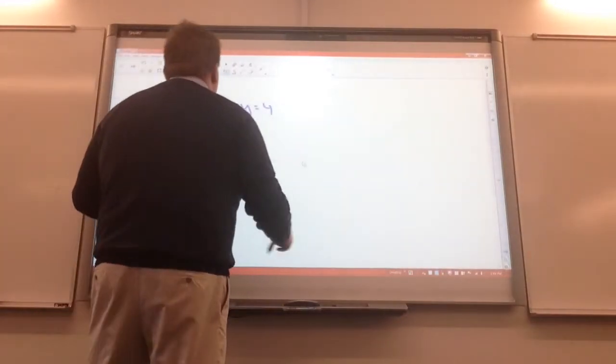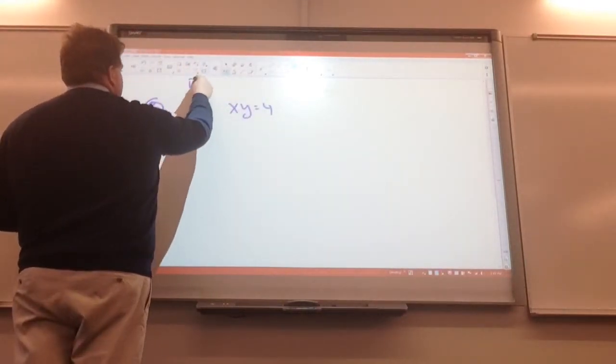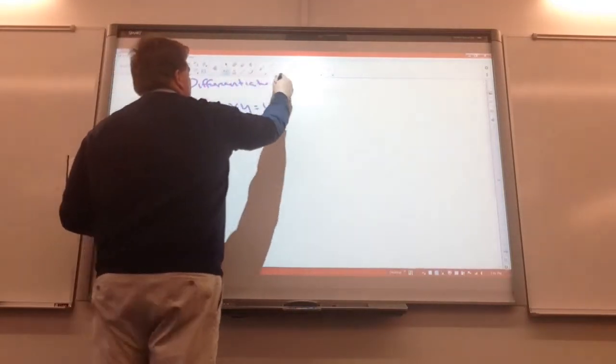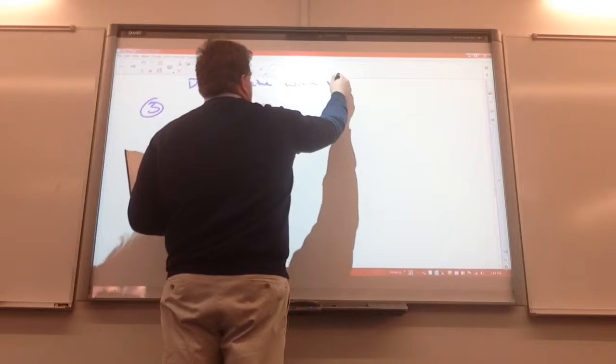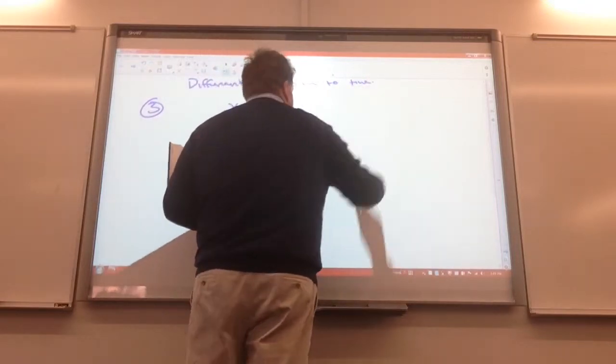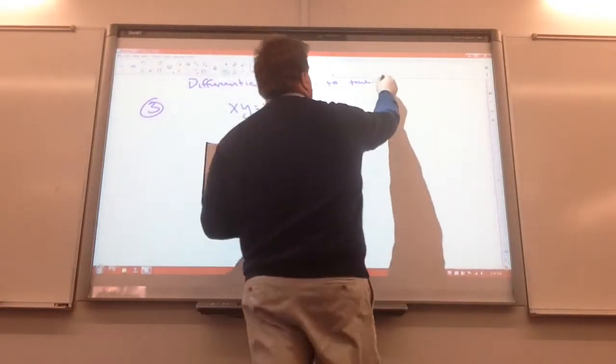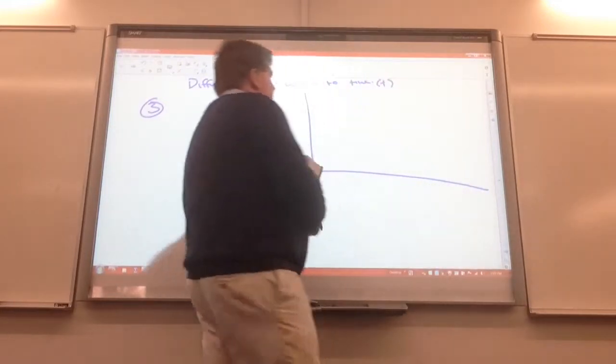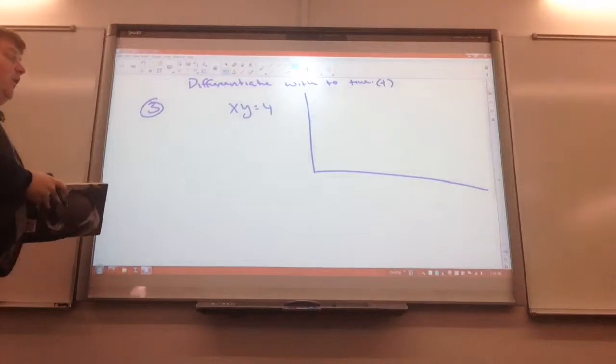Okay, and what we want is we're going to differentiate this with respect to time. Okay, so our variable actually is going to be t that we're differentiating this with respect to. Now, is that this xy equals what? 4? xy equals 4. Okay.